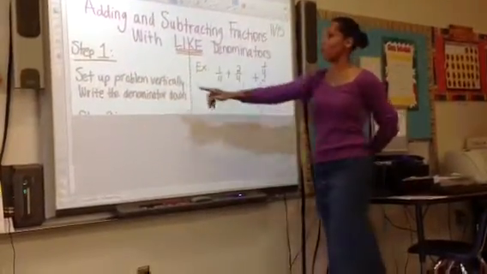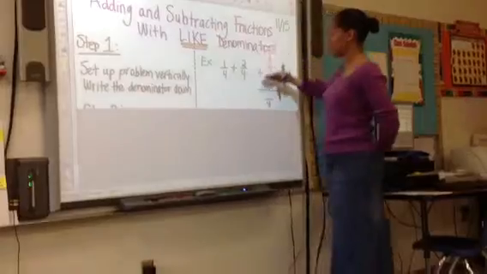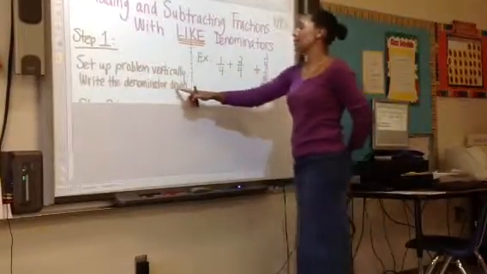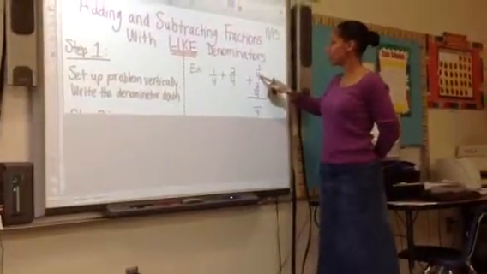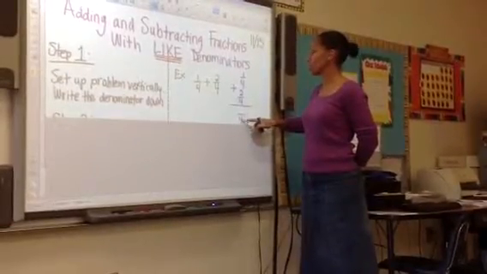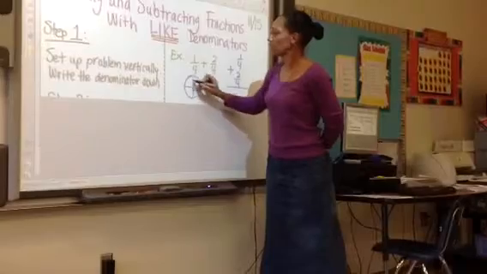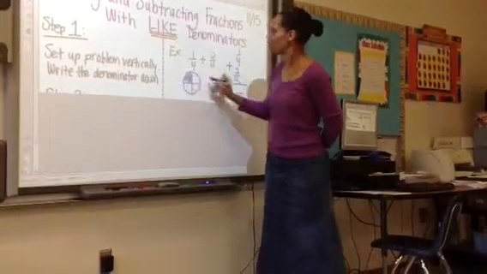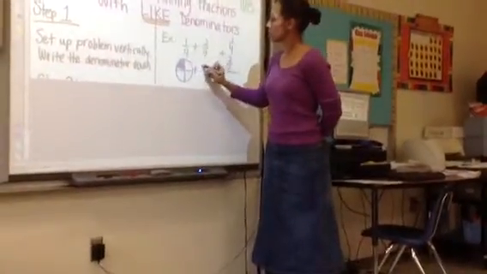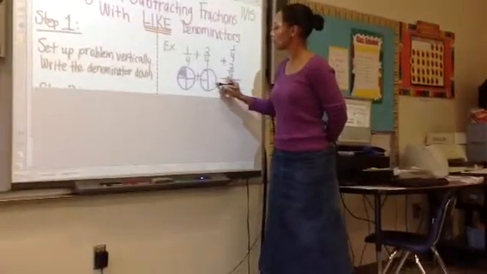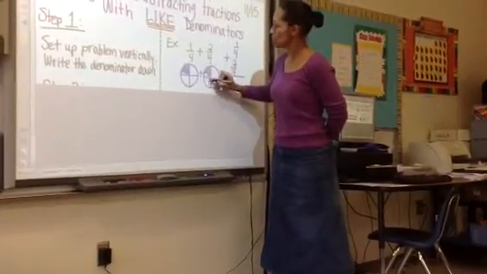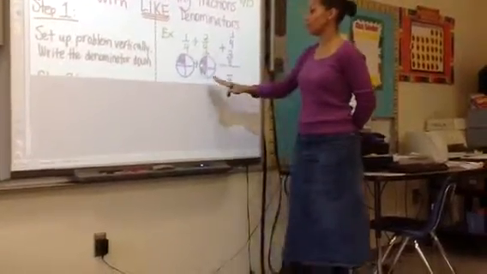So that's my step 1. Set the problem up vertically, I did. Write the denominator down, I did. Fourths plus fourths are going to give me fourths. And just so I can show you a picture really quickly, if I have 1/4 plus 2/4, that's the answer I'm looking for.